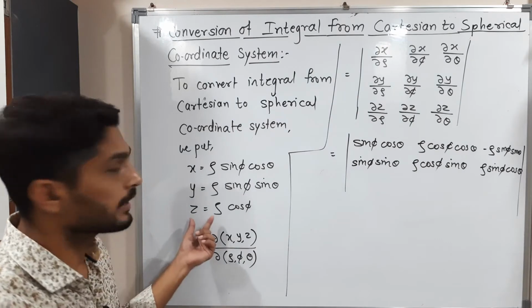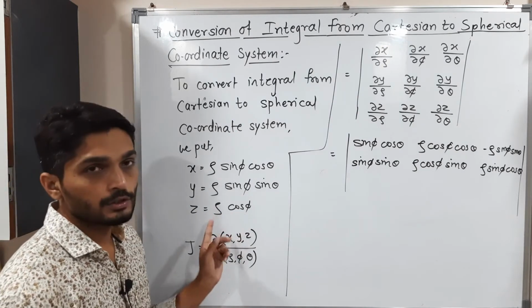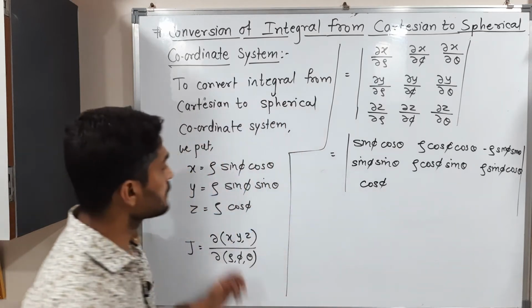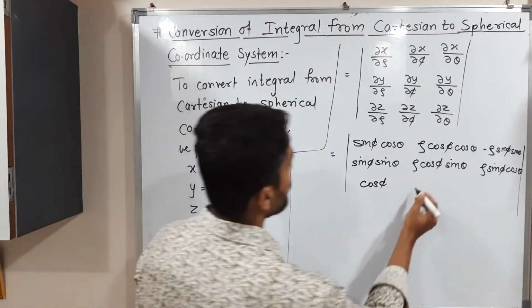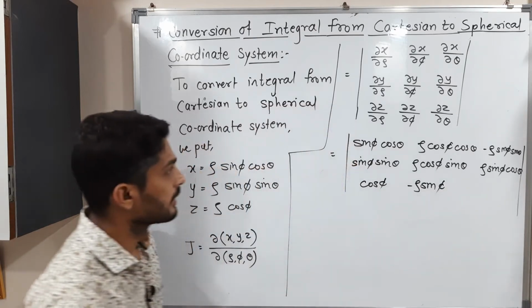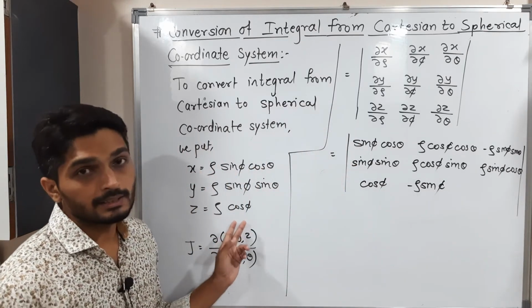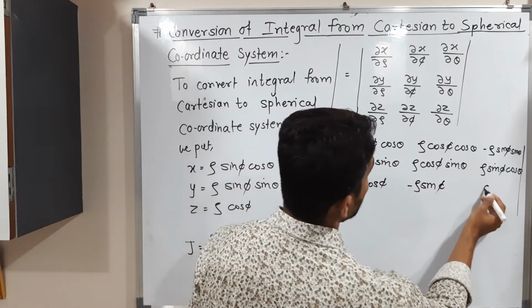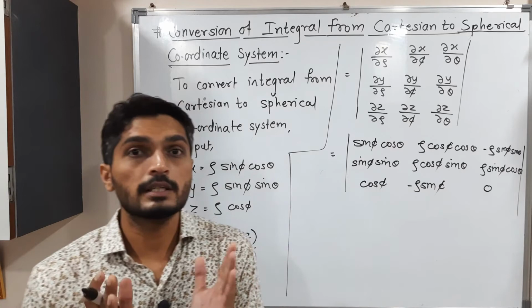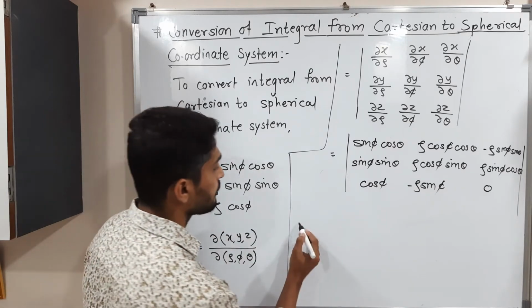Next, derivative of z with respect to rho: this is constant, derivative of rho is 1, so this is cos phi. Derivative of z with respect to phi: rho is constant, derivative of cos phi is minus sin phi. And derivative of z with respect to theta: theta is not there, so it's constant, derivative is 0. So now our task is to calculate the value of this determinant. So let us do that.